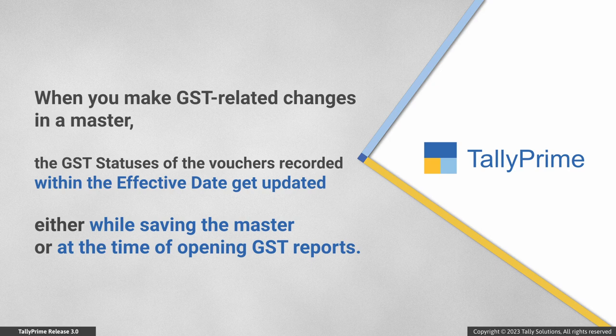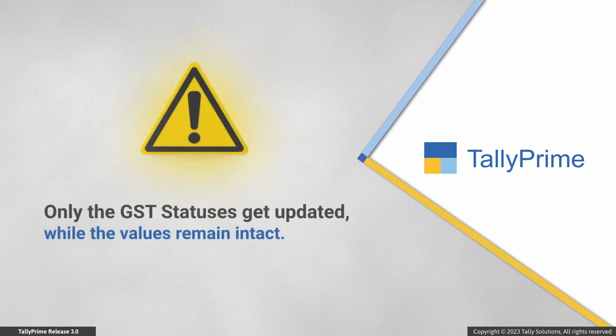However, when you make GST-related changes in a master used in a voucher recorded within the effective date, the GST status of the voucher gets updated while keeping the values intact. This is because TallyPrime recomputes GST statuses of the affected vouchers either when you save the master or while opening the GST reports. It is important to note that when you make GST-related changes in a master, only the vouchers recorded within the effective date specified while altering the master get affected.